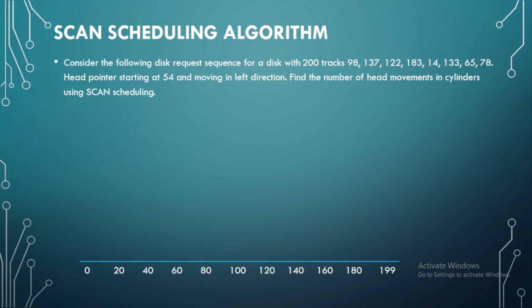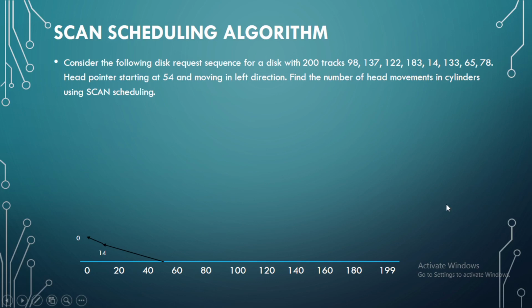Here we start from 0 to 199 because we have 200 tracks. Now we are at location 54 and it moves in the left direction. So from 54 to 14. In that direction we have a request for 14, and then to the end, 0. It moves to the end and again starts in the right direction. It completes its direction in the left, and now it will satisfy all the requests in the right direction.